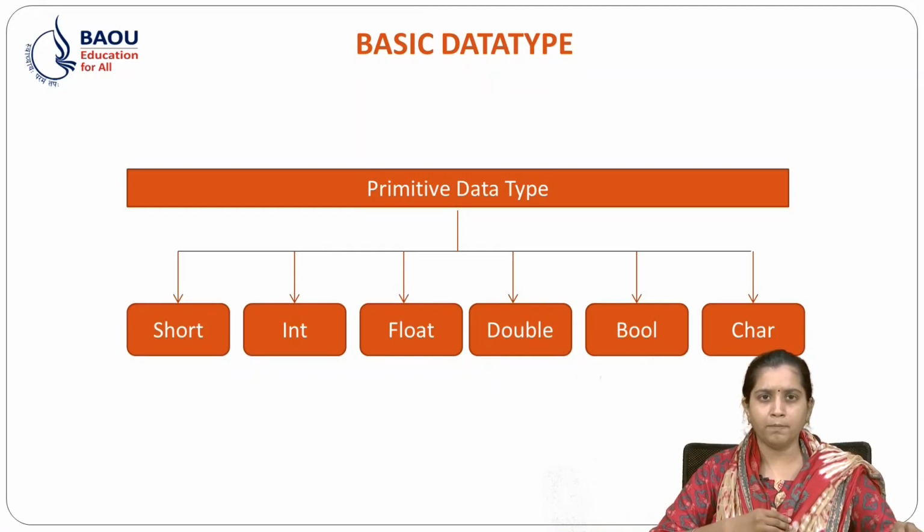Float data type. Float data type is used with numbers of 7 digits of single precision. Float data type is used when we want to declare a number with 7 digits of single precision floating point, and it also has a size of 4 bytes.